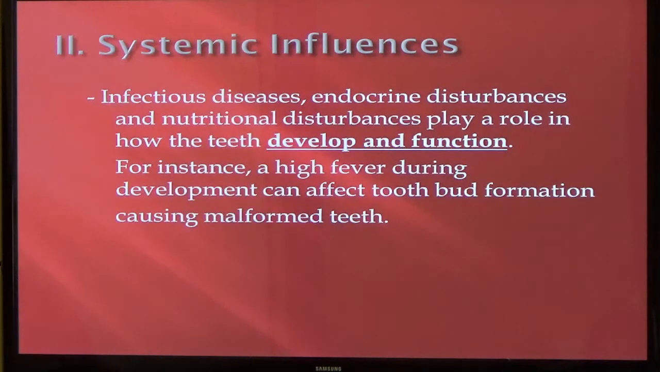Systemic influence. Okay, some of these things are systemic. You may have an infectious disease, endocrine disturbances, or nutritional disturbances that play a role. For instance, a high fever during development can affect tooth bud formation, causing the tooth to be malformed. So when the tooth bud was forming, either your mom or yourself had a high fever, so the tooth bud didn't form right. So what's that going to do? You're going to get a malformed tooth which may be narrower, or may be deformed.